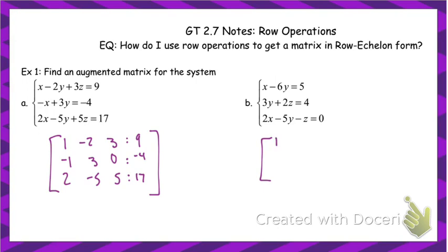So this is going to be 1, -6, 0, 5. 0 x's, and then I'm going to go ahead and draw that line to show where my variables stop.